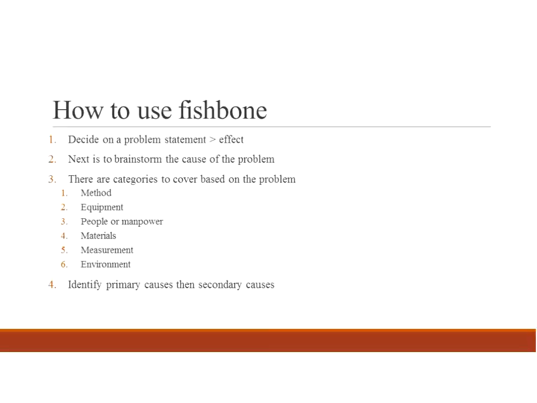You need to cover the method, the equipment which is used, the people or manpower that you have, the materials, the measurements, and the environment. These are the main six domains that you need to cover in the fishbone analysis so you can identify the root cause. And you need to identify the primary causes, then the secondary causes. Once you do the fishbone analysis, you start from the effect to the primary cause to the secondary cause.